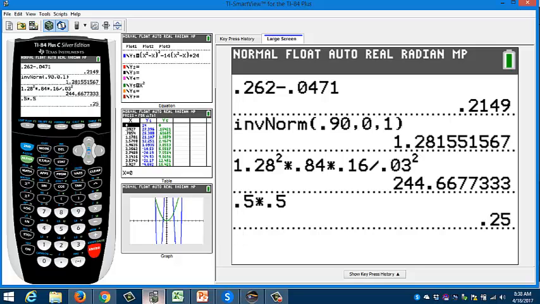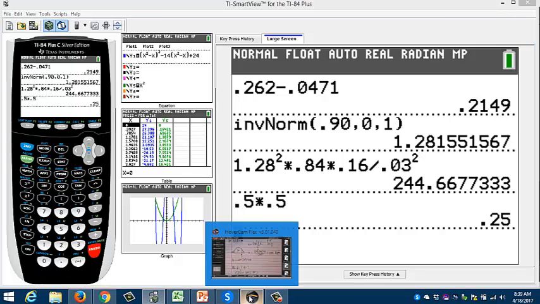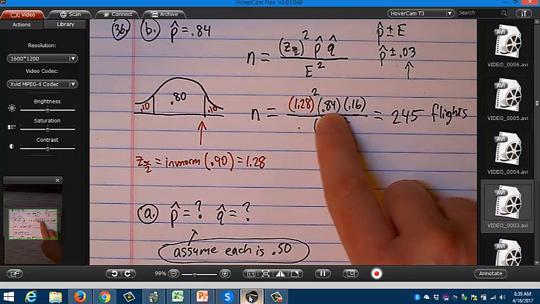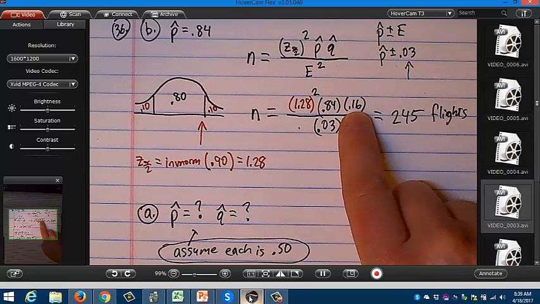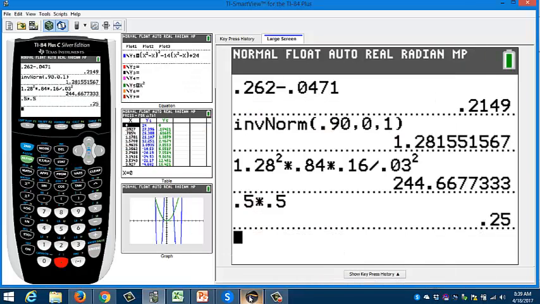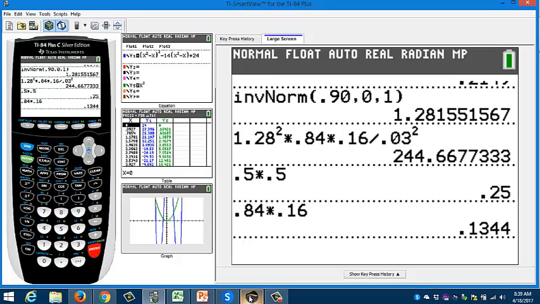But in Part B, the other one we did, up in the formula, I don't have 0.5 times 0.5. I just have this. See the 0.84 and the 0.16? Here's my question, guys. When I do 0.84 times 0.16, is that bigger or smaller than a quarter? Exactly. And that's why we had a smaller sample size when we knew that information.